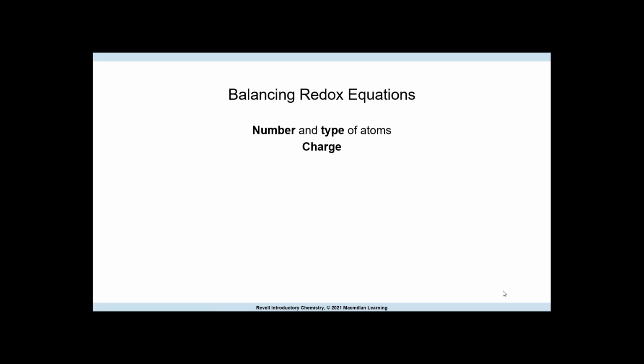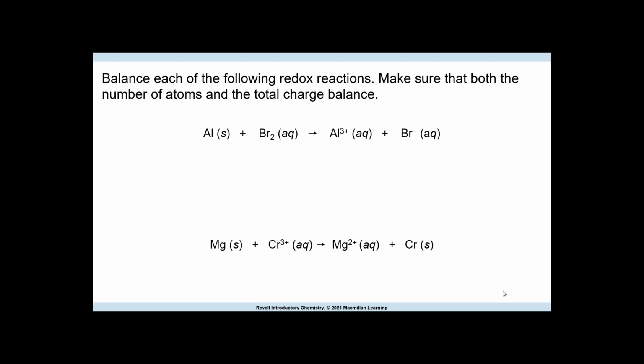Okay. So let's do a review here. To balance redox reactions, we need to balance the number and type of atoms, and the charge. So we have to make sure everything's balanced in the number and the type of atoms.